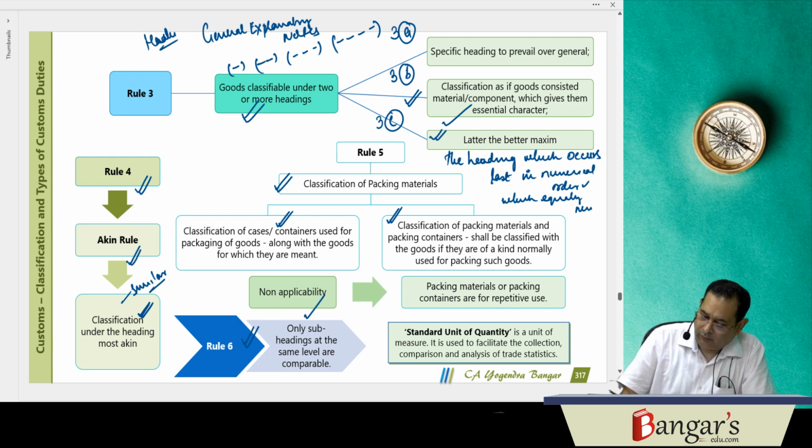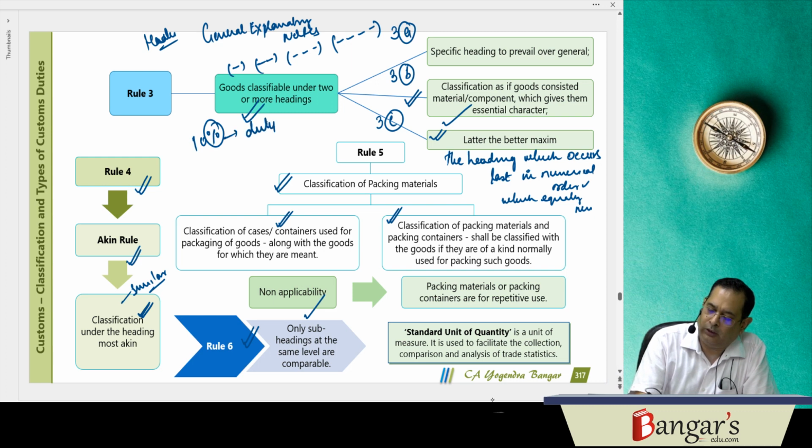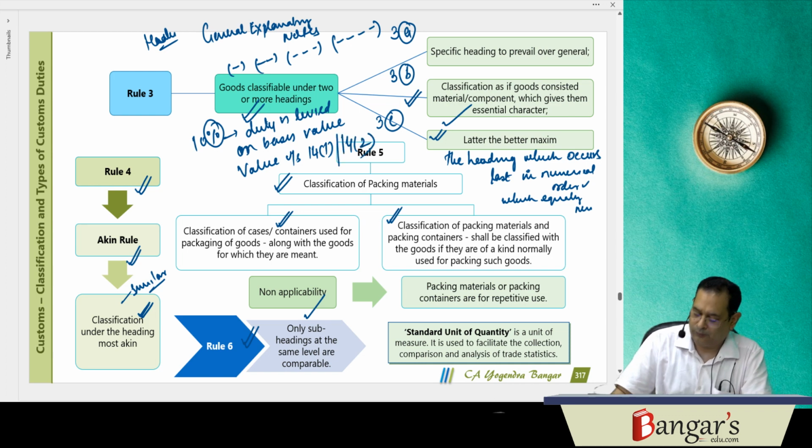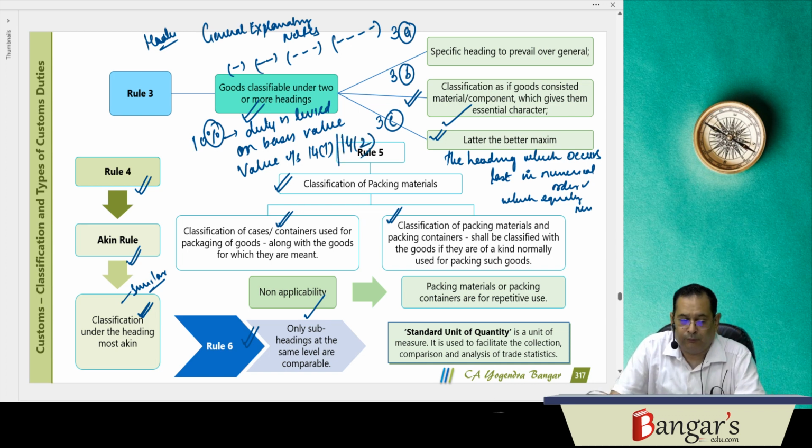Besides this, what do we mean if 10% duty is there? What does this percentage mean? Duty is levied on the basis of value. That value can be the value under section 14(1) or it can be the tariff value under section 14(2). Besides this, if a preferential rate of revenue duty is not specified, then the standard rate will be applicable.